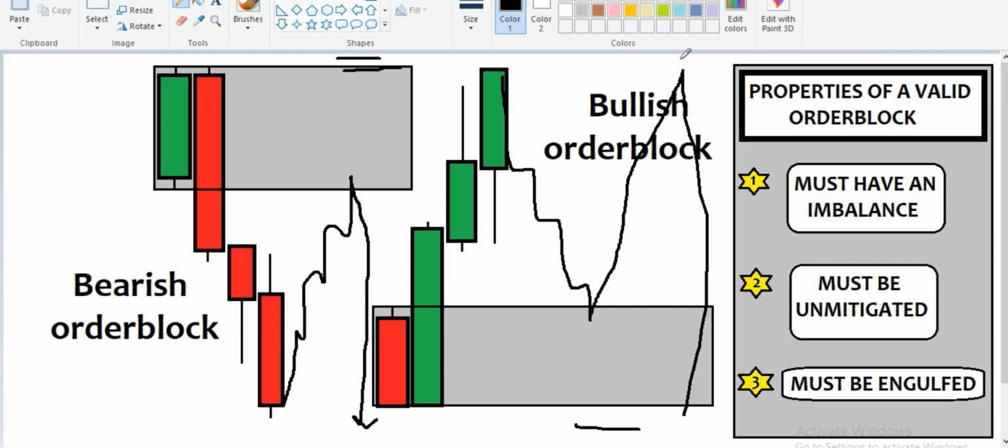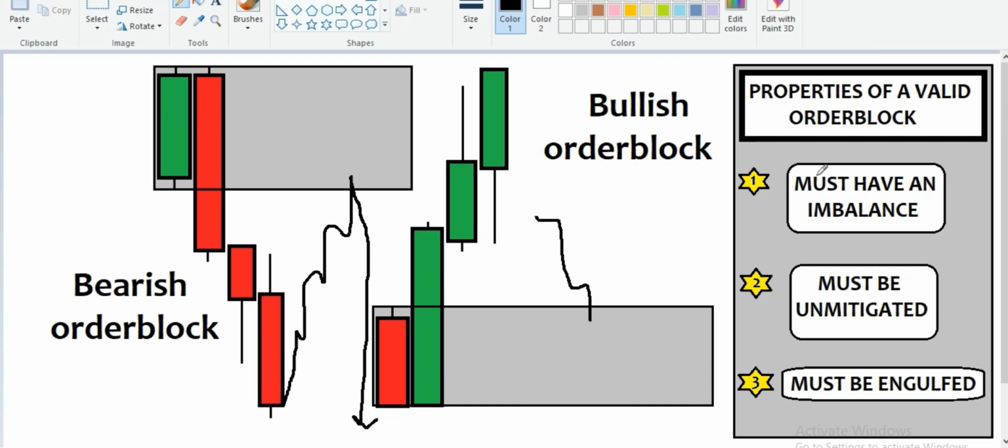All right. So now that you understand the types of order block we have, let's talk about the properties of a valid order block. What are the properties of a valid order block? What should an order block have that will make you consider it valid?